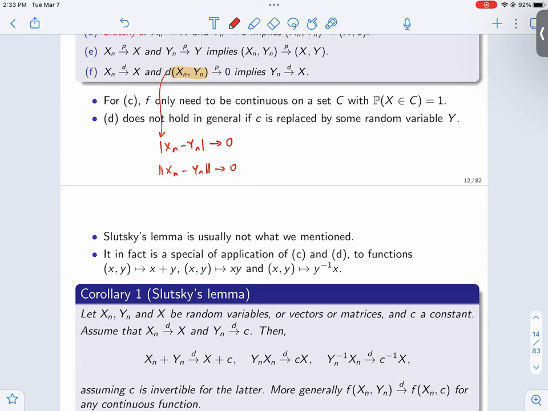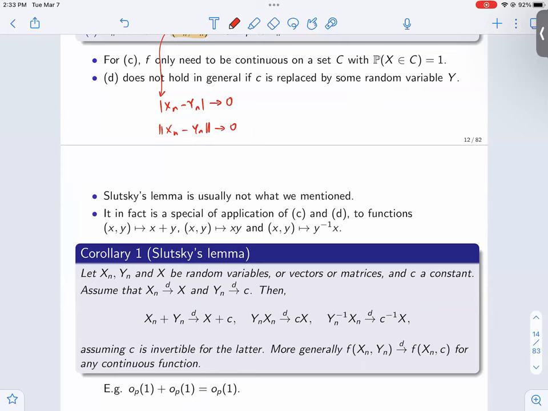So suppose Xn, Yn, and X are random variables or vectors or matrices, and c is a constant. Xn converges to X in distribution, Yn converges to c in distribution, then Xn plus Yn converges in distribution to X plus c, assuming that the dimensions of the matrices match, or scalar if you want. Xn times Yn converges to cX, Yn inverse times Xn converges to c inverse X, assuming that c is non-zero for the last one. If it's a matrix, we're going to assume that it's invertible. If it's invertible, then this map would be continuous at c.